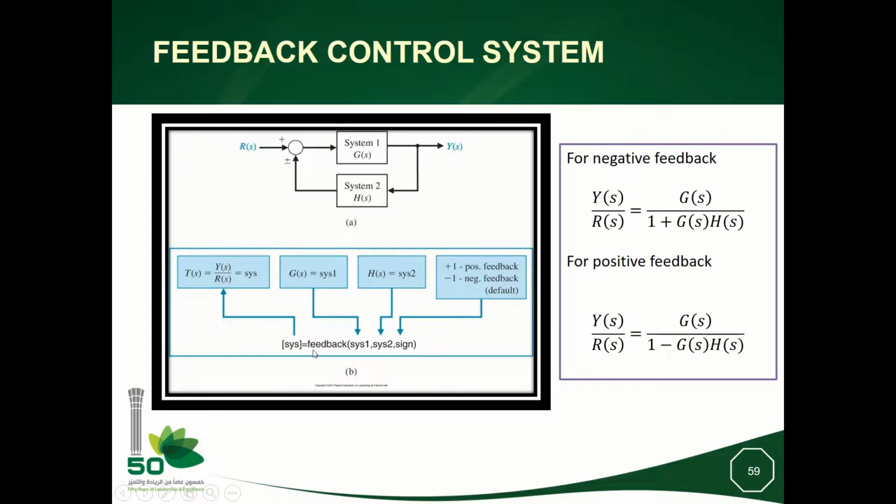and then you compose the instruction feedback(sys1, sys2), and you put a sign to define if it is positive or negative. It means that you have to put here plus 1 or minus 1. Or if it is always minus 1, you don't need to put the third argument. So this will give you the overall transfer function, which is this or this, depending on the sign of the feedback.